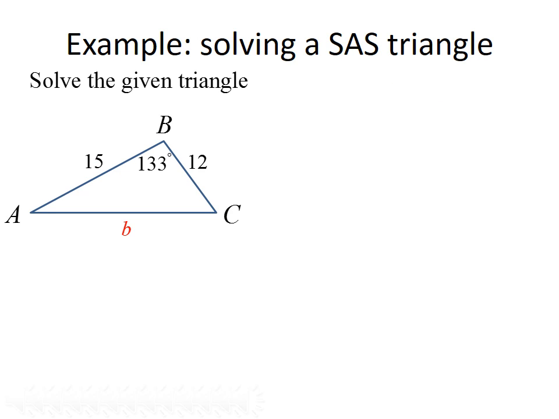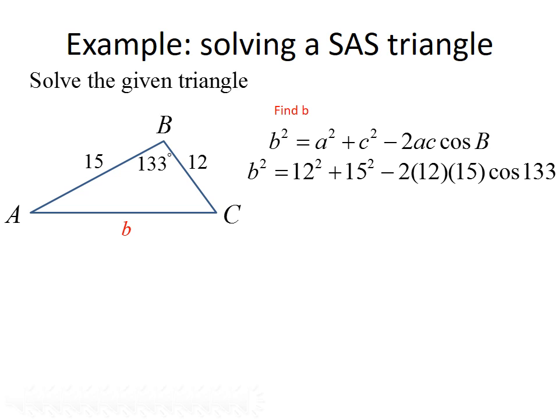So let's do an example where we're going to solve a side angle side triangle. We want to solve the triangle that has side c of length 15, side a of length 12, and angle B of measure 133 degrees. Since we're given side a, side c, and angle B, we're going to use the form of the law of cosines that has those three values in it. That would be the second form from the previous slide. b squared equals a squared plus c squared minus 2ac cosine of B. And we'll use this to find out what side b is.